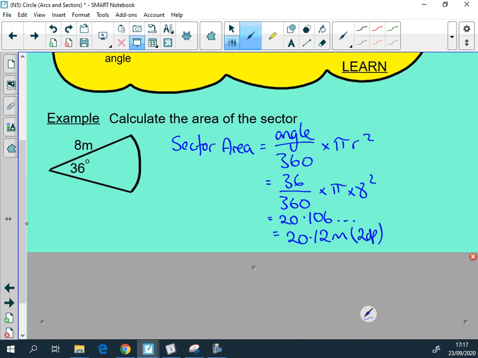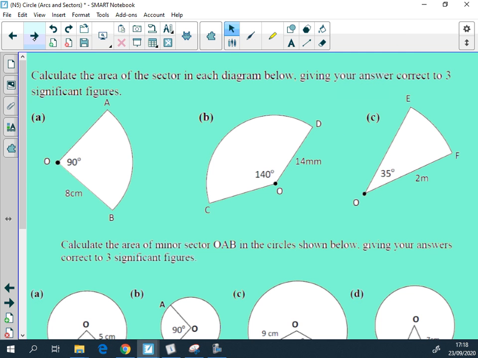Now, this is an area, and an area we're talking about meters squared, so your units are going to be slightly different here. Now, I'm going to give you some to try.